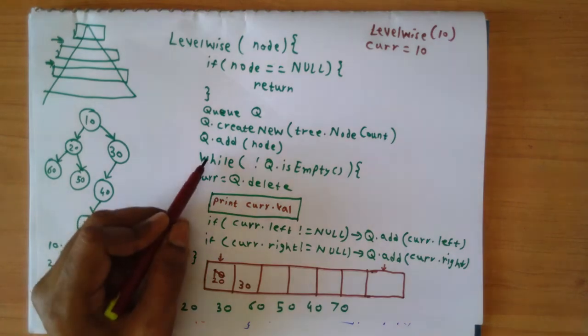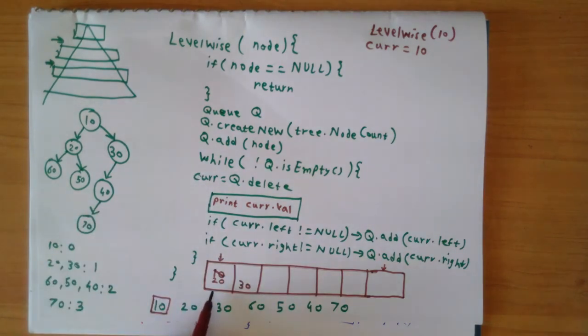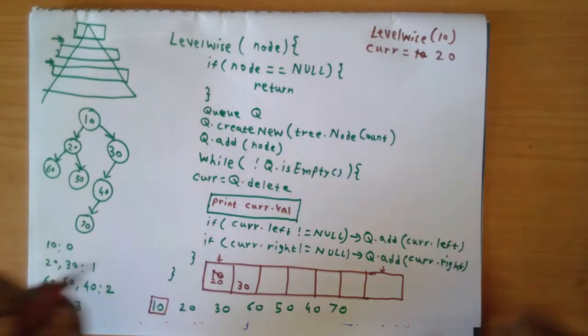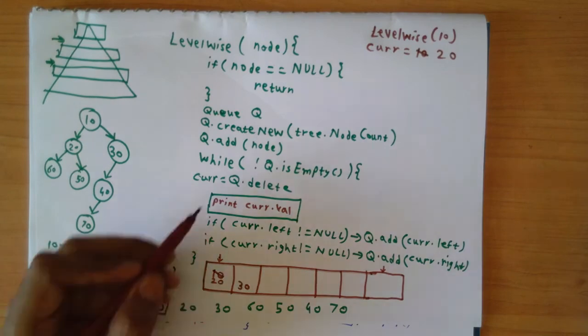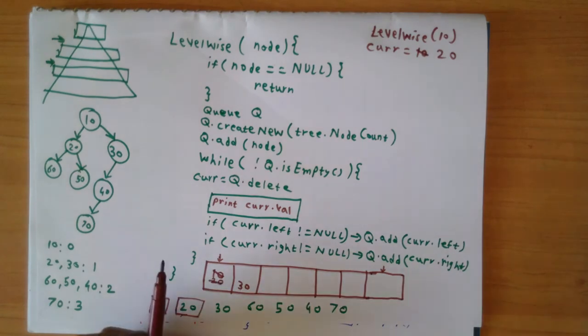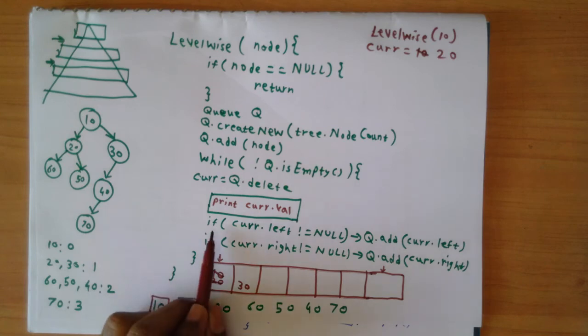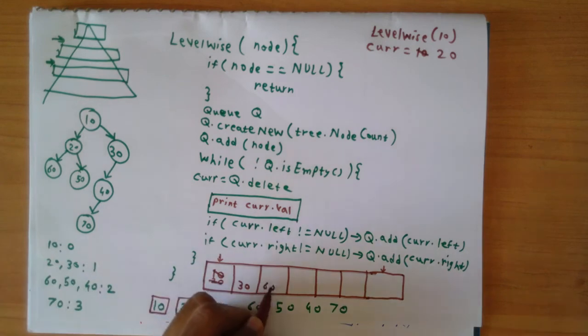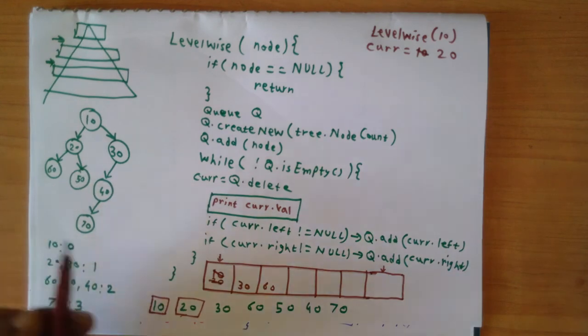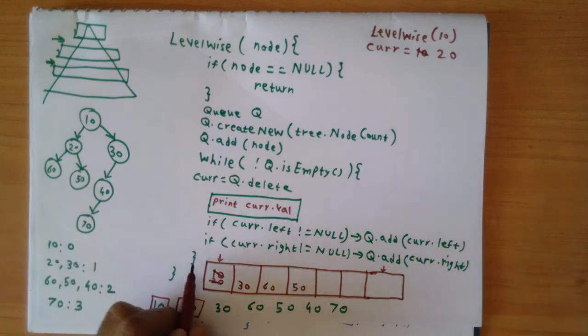I go to the beginning, ask the question, is my queue empty? My queue is not empty. So I delete, and now my current becomes not 10, but it becomes now 20. And then I have to print 20, which is the next statement. So I will mark that 20 is now added to my output, and now 20 is gone from the queue. Fine. And what is the next thing to do? Check if my 20 has a left child. Yes, in that case I'm going to add my left child to the queue. So 60 comes to the queue, and then I have to add the right child if it exists. So 50 comes to the queue, and that's where I reach the end of the loop.